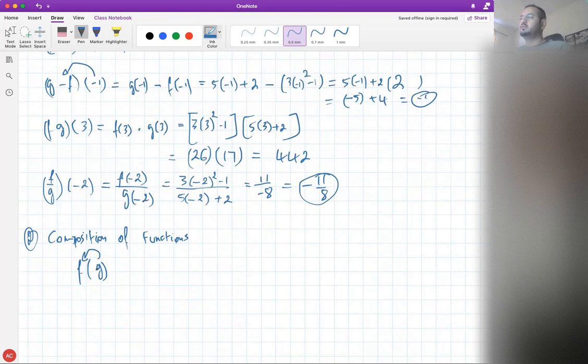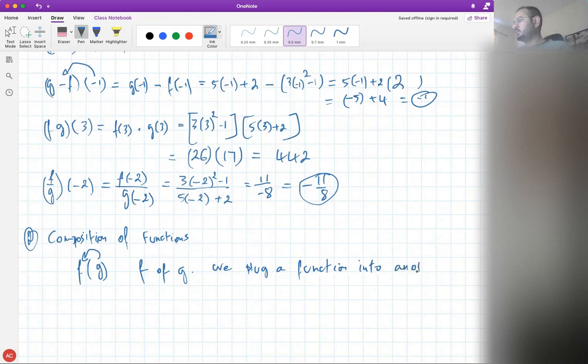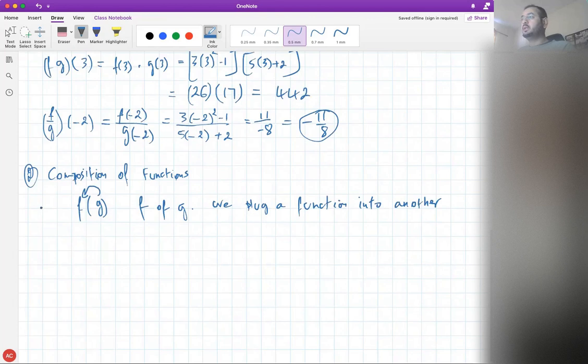So we say f of g. Okay, so we plug a function into the other, basically. We take a whole function, we plug it into another. Let me give you an example of that. So we're going to need two functions.